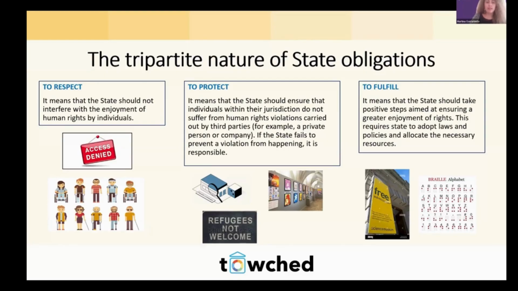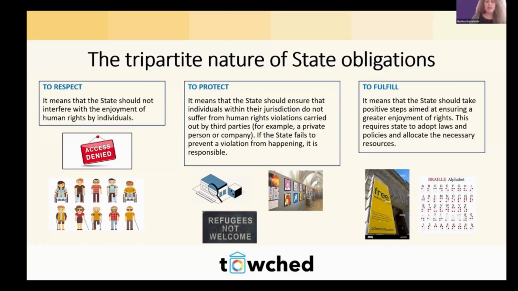Then let's move to the second obligation. This is the obligation to protect. In this case, private citizens come into play, but also private companies or the business sector. Why? Because the obligation to protect means that the state should take every step to ensure that the individuals within their jurisdiction do not suffer from human rights violations that are carried out by third parties.